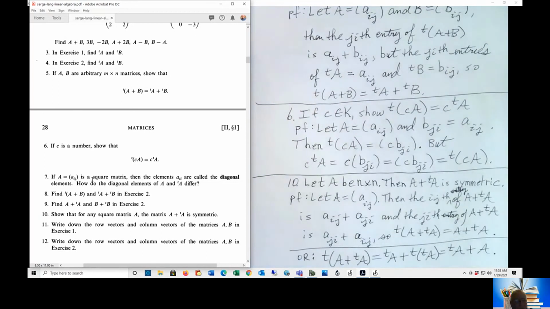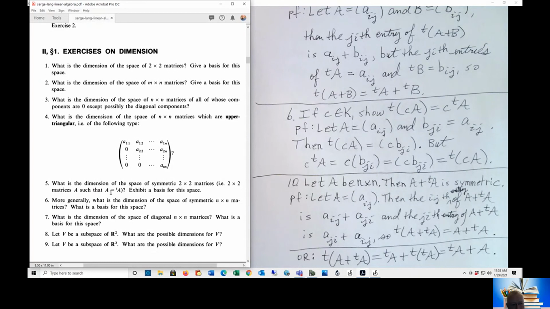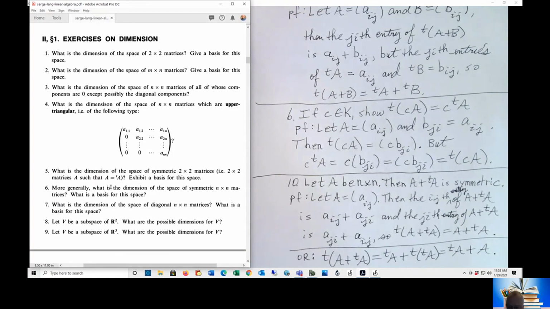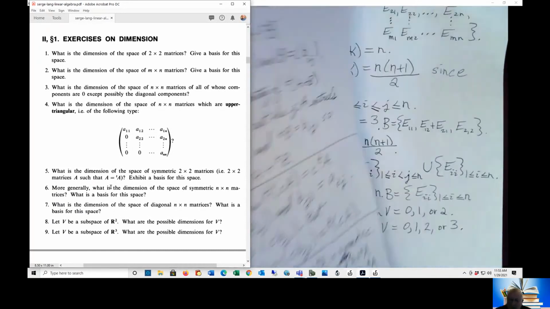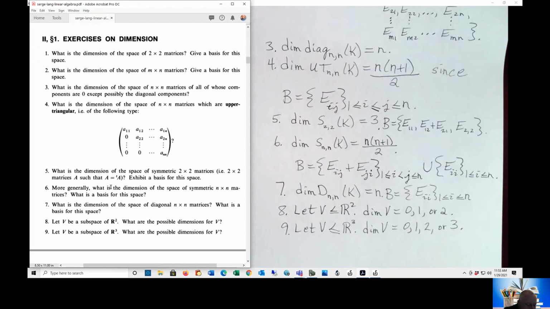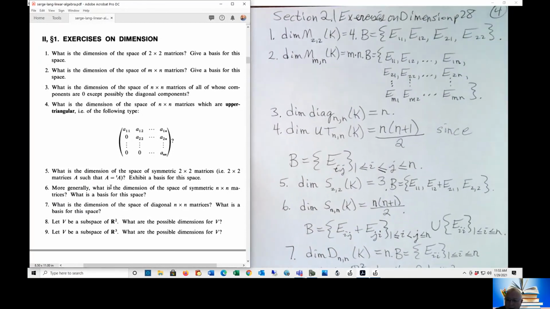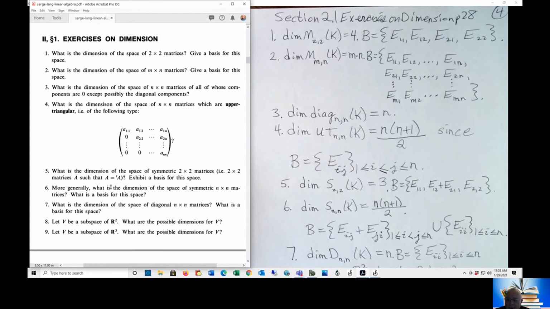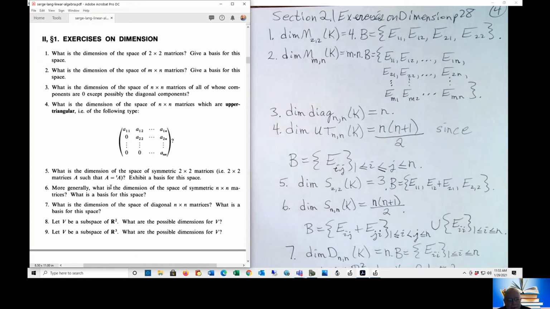Now, next, I want to look at the exercises on page 28, exercises on dimension. 1 through 9, they're all very important. I did not assign any of these for turn-ins, but I want to look at them in the video and in class. The exercises on dimension. Look at the first one. What is the dimension of the space of 2 by 2 matrices, and give a basis for that space?